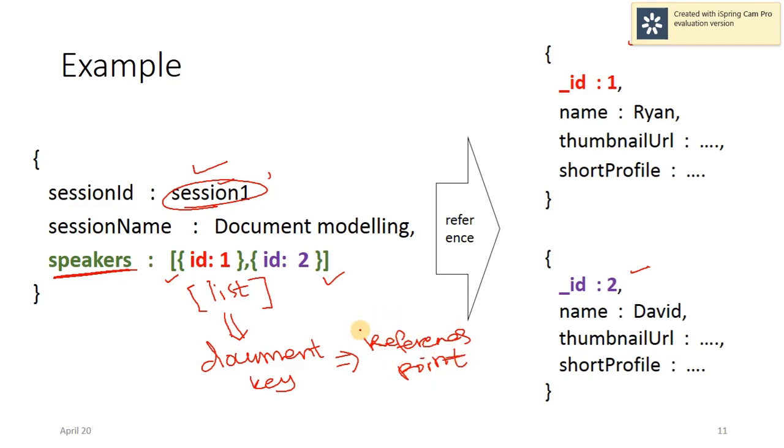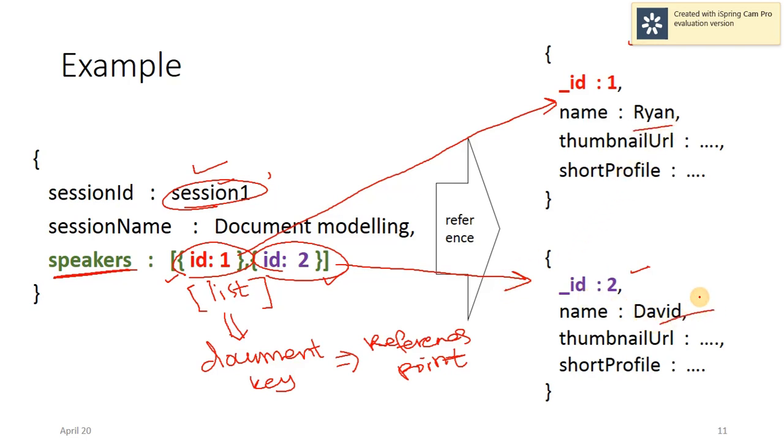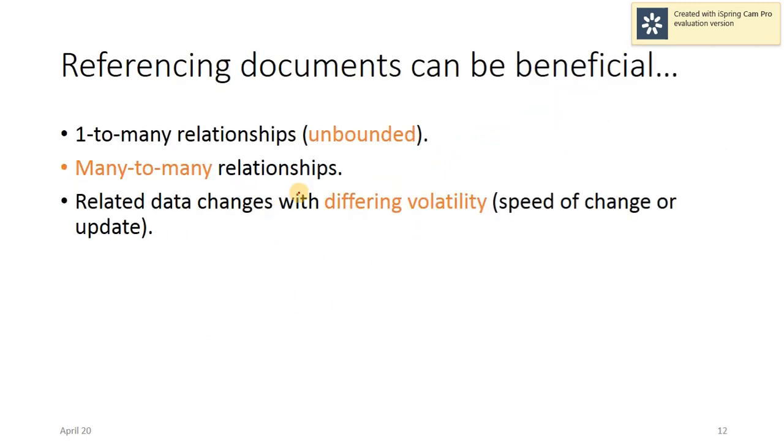to another document. So for example here, speakers with ID 1 will refer to this document. Speakers ID 2 will refer to another document here, Ryan and also David. So referencing can be beneficial if you have one-to-many relationship, many-to-many relationship, and related data changes with differing volatility in terms of speed of change and also update.